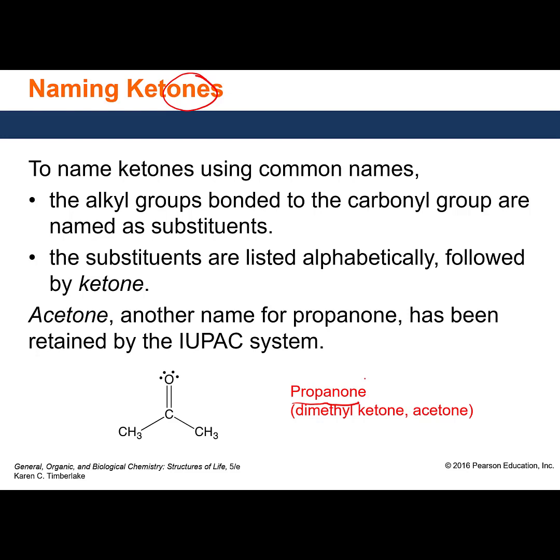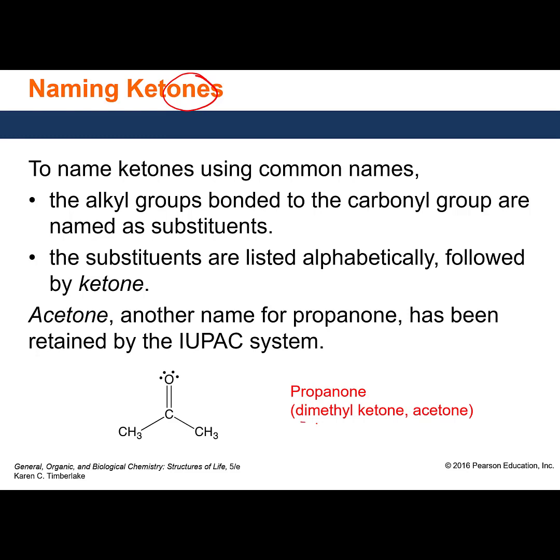We also technically need to go back and count which carbon it's on. So if we start from the left, 1, 2, 3. If we start from the right, 1, 2, 3. Of course, in the case of propanone, it has to be in the middle. It has to be on that second carbon. So it will always be 2-propanone. But we'll see in a minute more examples.